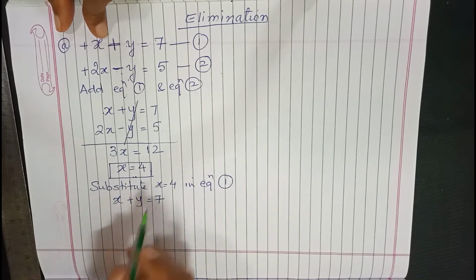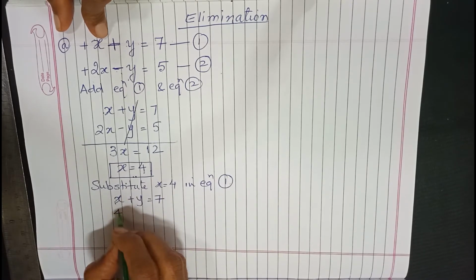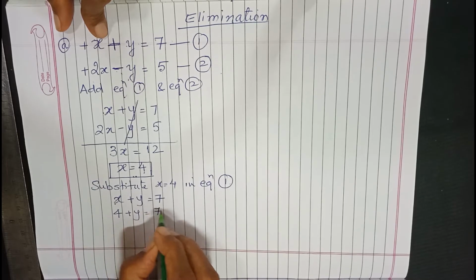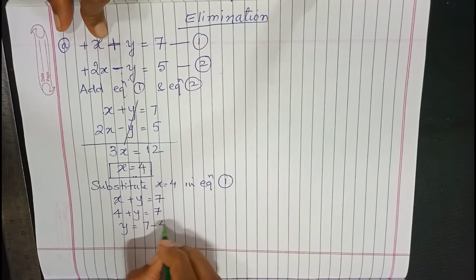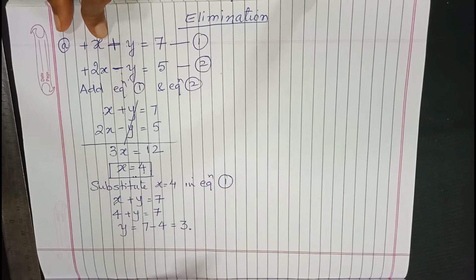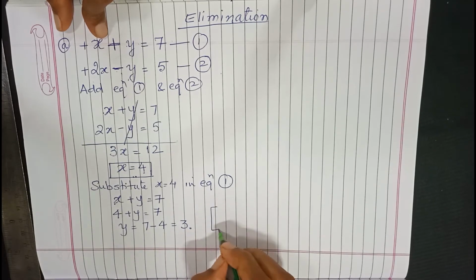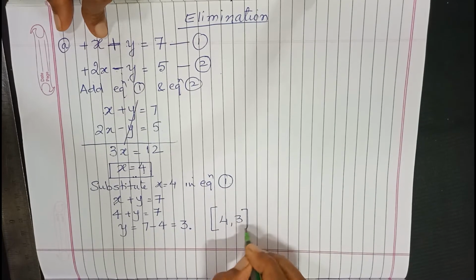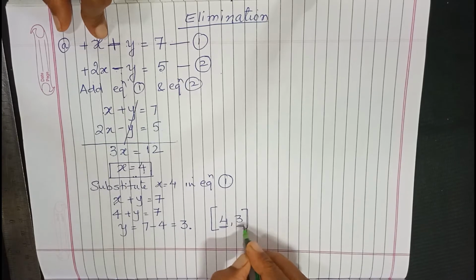This is the given equation. Now in the place of x we put 4. So 4 plus y is equal to 7. So y is equal to 7 minus 4, which is 3. So I got the one solution, that is 4, 3. The value of x is 4 and the value of y is 3.